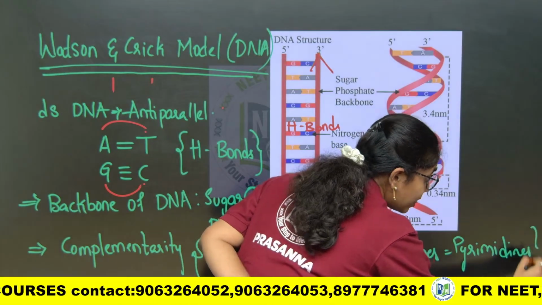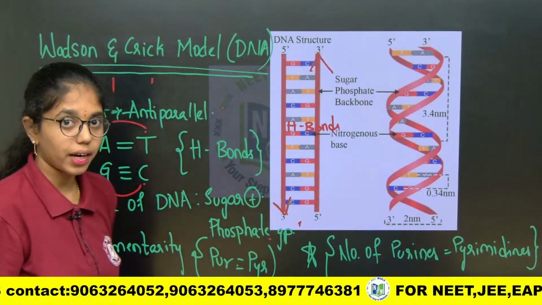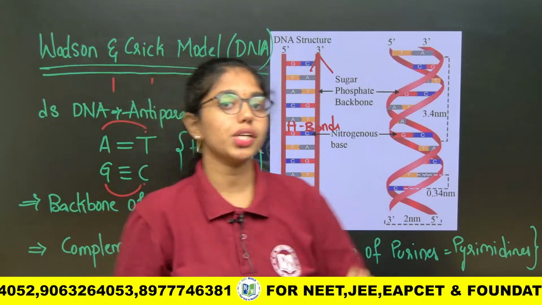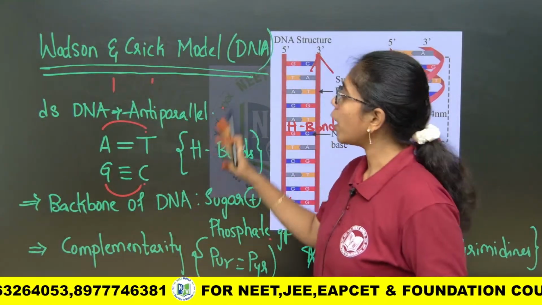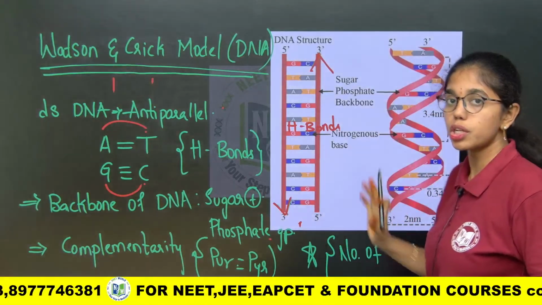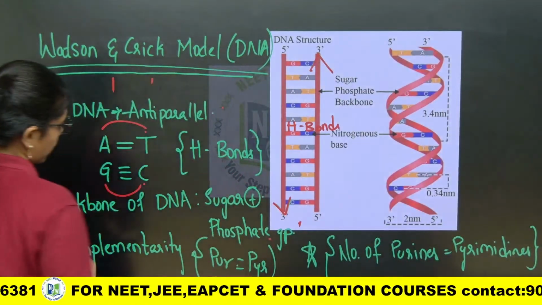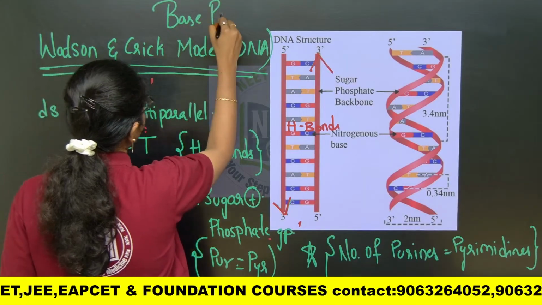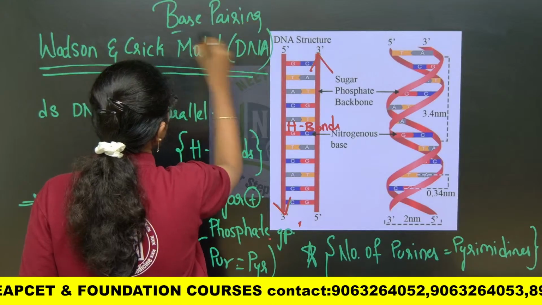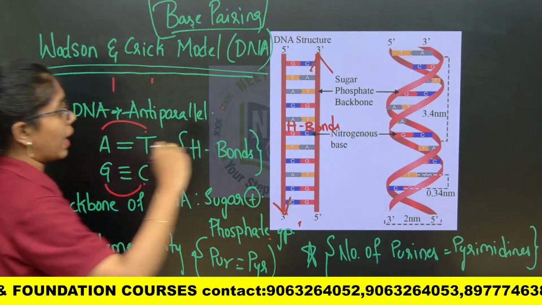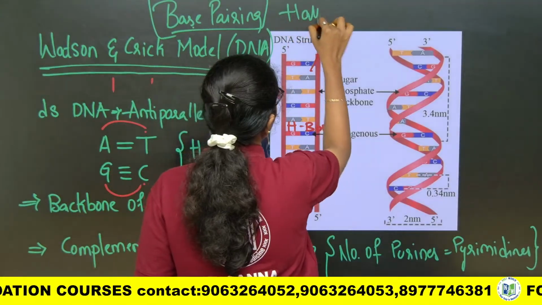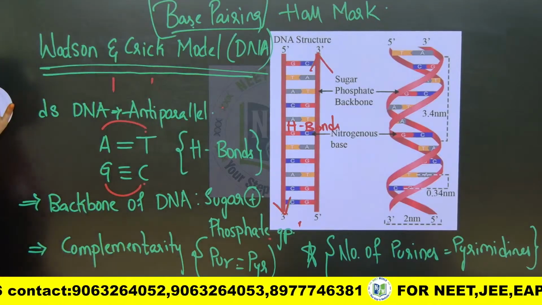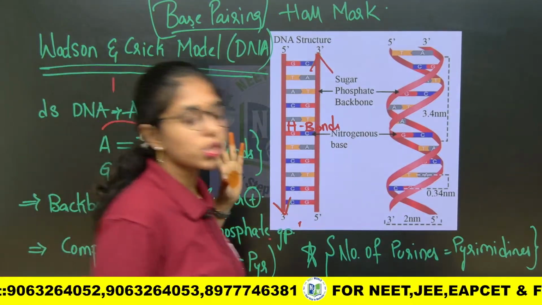Of all the points proposed by Watson and Crick, the most important point, or you can say the hallmark of their proposition, is base pairing. What is the hallmark of Watson and Crick's model? Base pairing. Base pairing is the main hallmark of the Watson and Crick model. Clear, right? This is all about Watson and Crick's model.